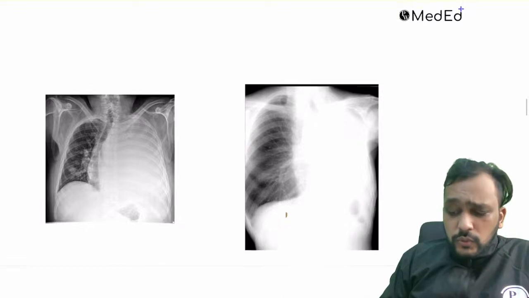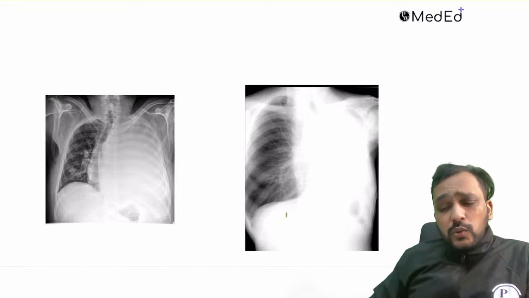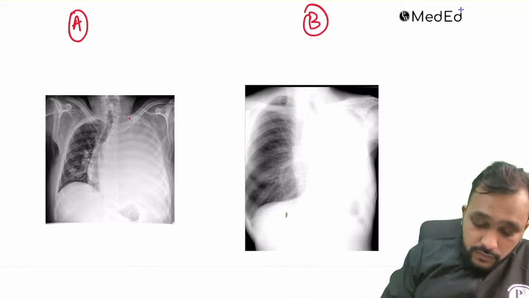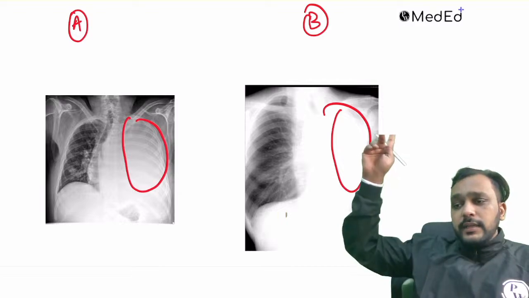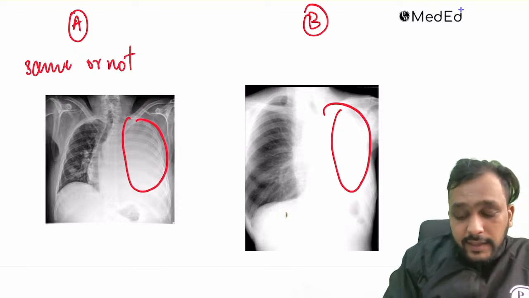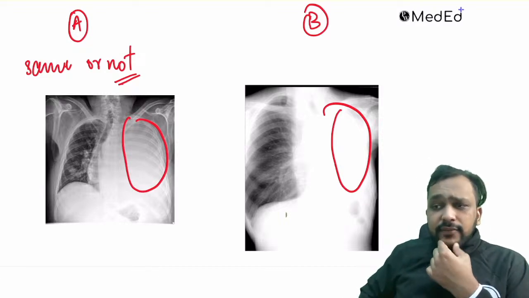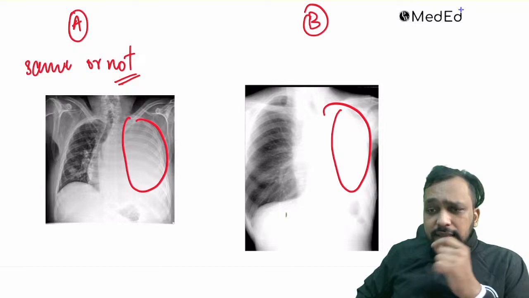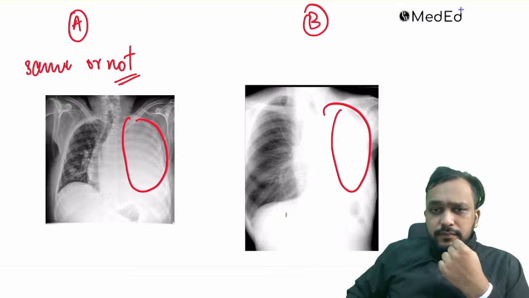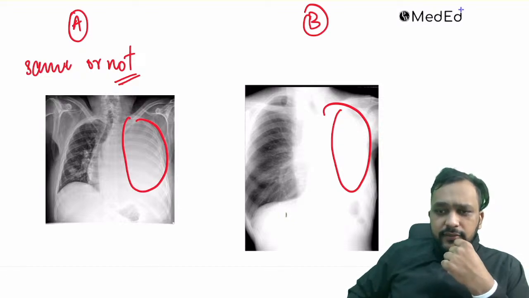So now guys, we have to know homogeneous opacities. Opaque hemithorax, we should know how to differentiate between two opaque hemithorax. In both these x-rays A and B, there is a homogeneous opacity in the left lung. Can you tell me, are these both x-rays the same or not? Tell me in the comment section. And if they are different, how can we look at these x-rays and say that they are different? Anyone? Come on guys, come on.